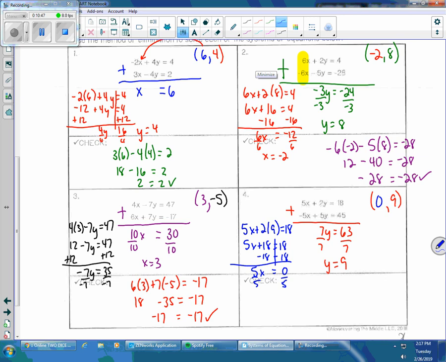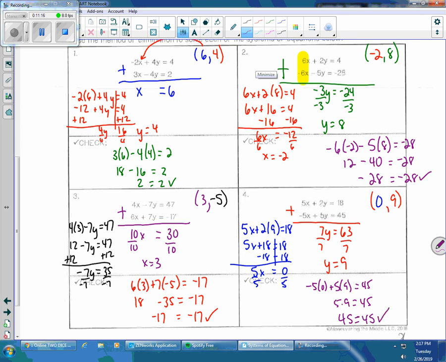So the answer I came up with was 0, 9. You can use that other equation to go ahead and check my work. Does negative 5 times 0 plus 5 times 9 equal 45? Let's see, 5 times 0 is 0. 5 times 9 is 45. And 45 equals 45.